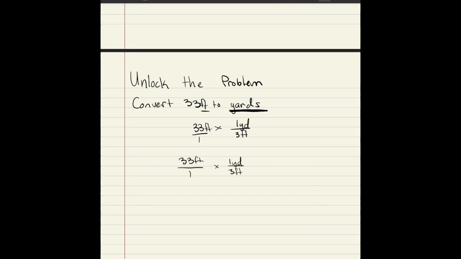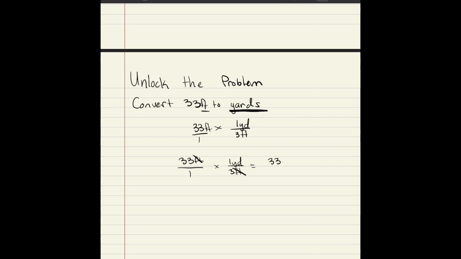And I cannot multiply 33 feet to 1 yard. Why not? Because they have different units. It's like mixing oil and water. You can't multiply them or do anything with each other until they have the same unit or they've canceled out. But here I can see 33 feet can cancel out with 3 feet. So now I just have 33 and 3. So I can multiply across now.